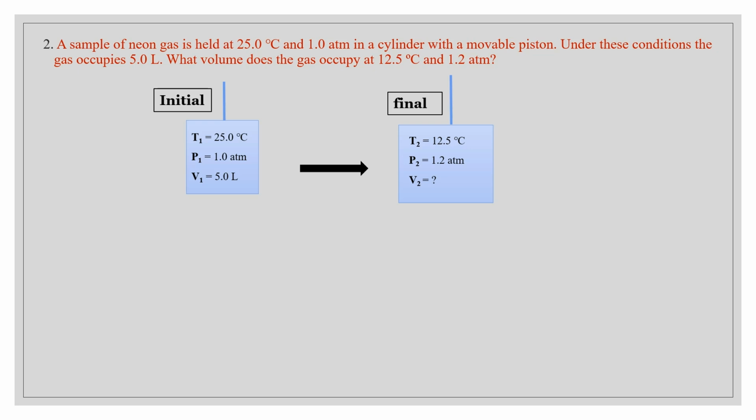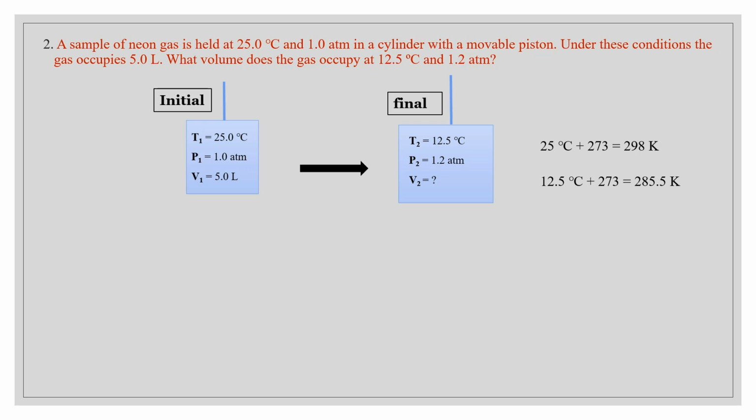Final temperature is 12.5 degrees Celsius. Or you can consider this the new condition. New pressure, or final pressure, is 1.2 atm. A new volume we don't know yet. We need to calculate. So you can see there are three parameters involved here: temperature, pressure, volume. Just by looking at the parameters, you can see this is the combined gas law equation we need to solve for V2.